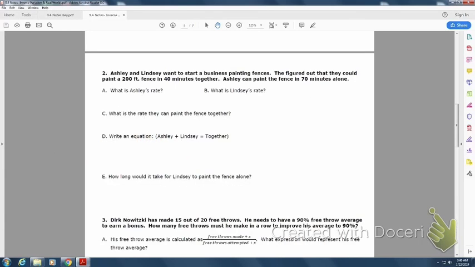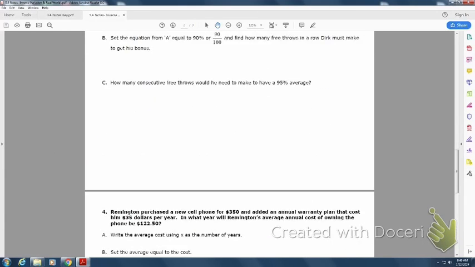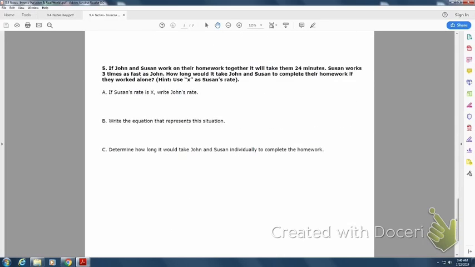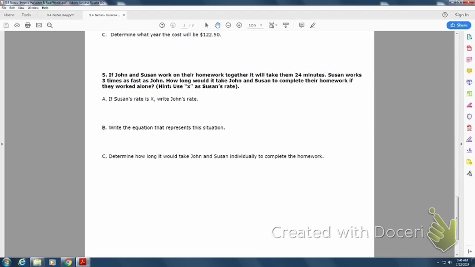Just so that we do all these 1 over alone problems in order, I added a certain one at the very end that you need to see how to work. So go there. It says, if John and Susan work on their homework together, it will take them 24 minutes. So there's my 1 over together. Susan works 3 times as fast as John. How long would it take John and Susan to complete the homework if they worked alone?